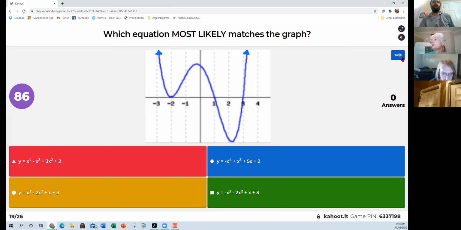Which equation would most likely match this graph? This is pretty much the same question. It's just a little bit different from the last one.